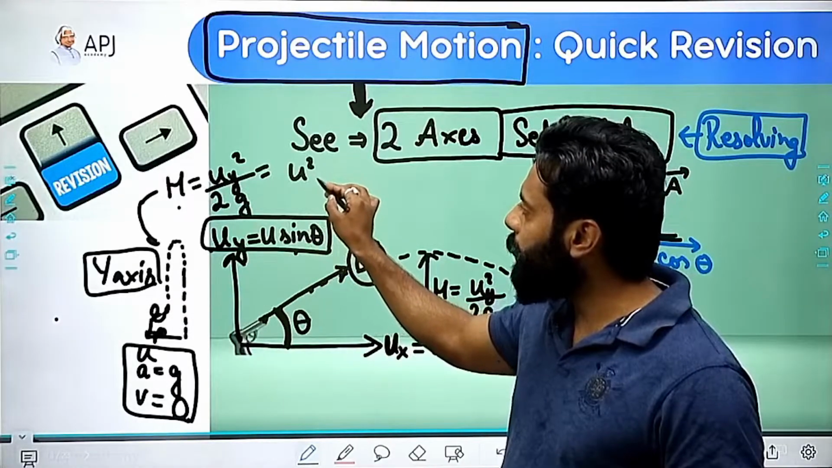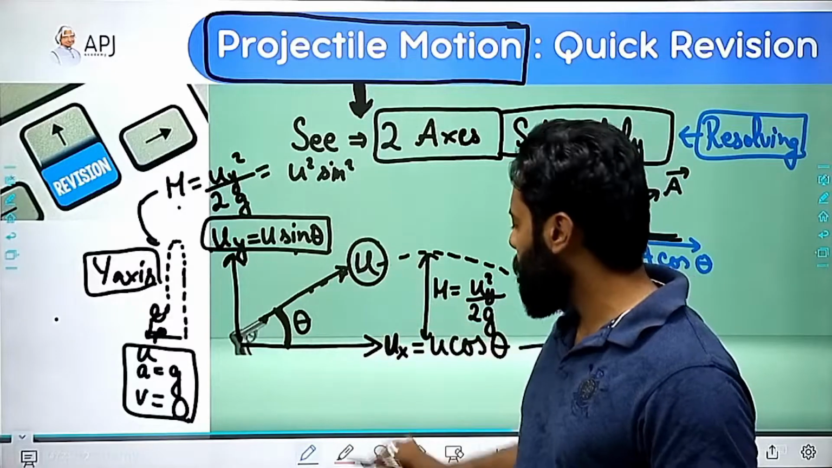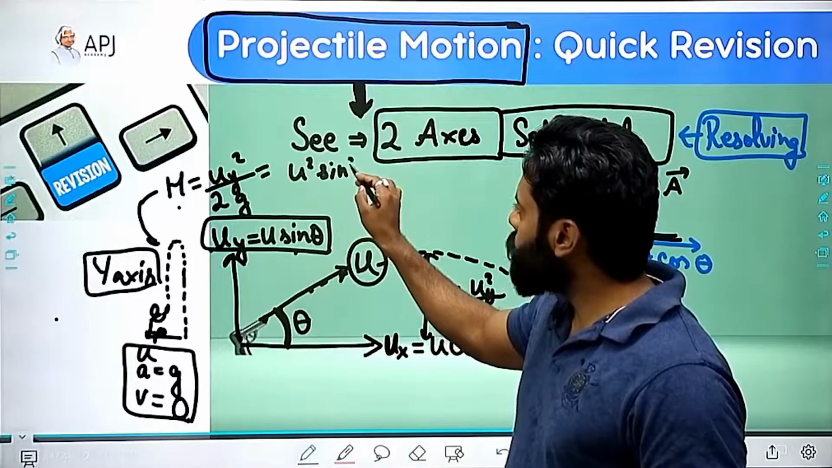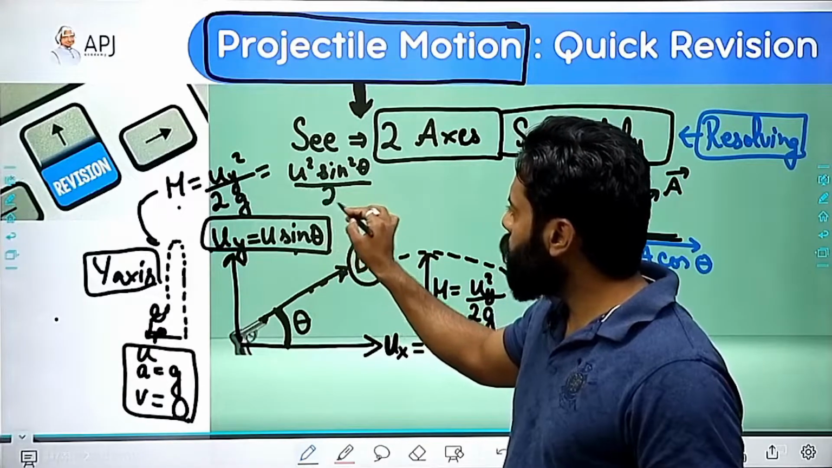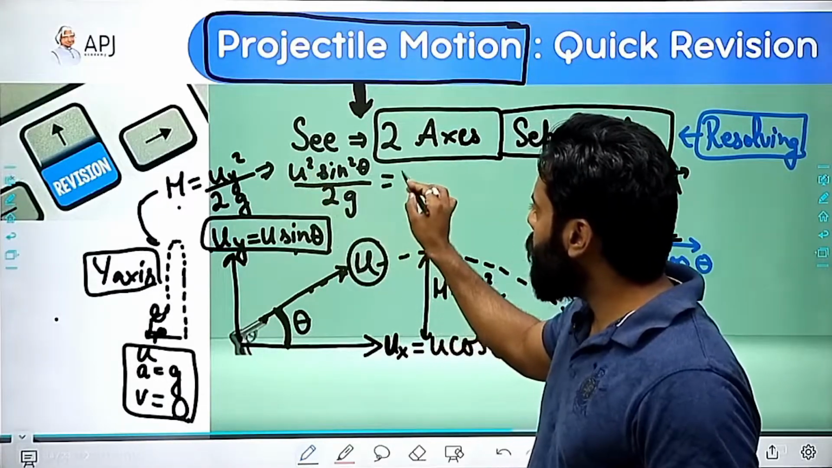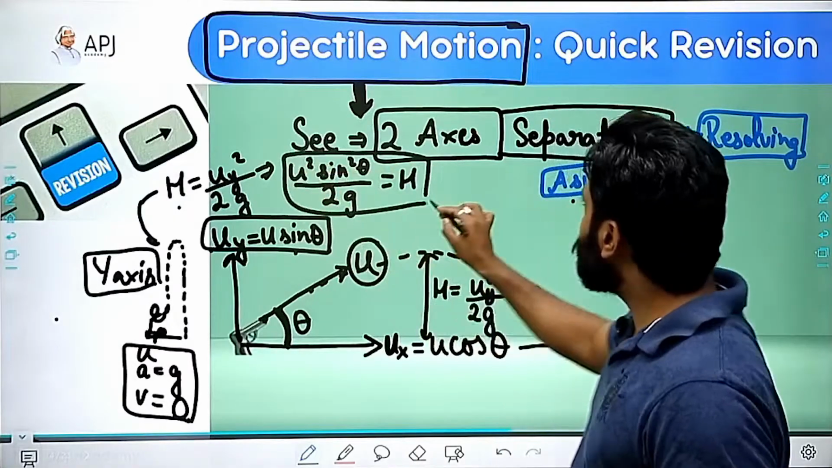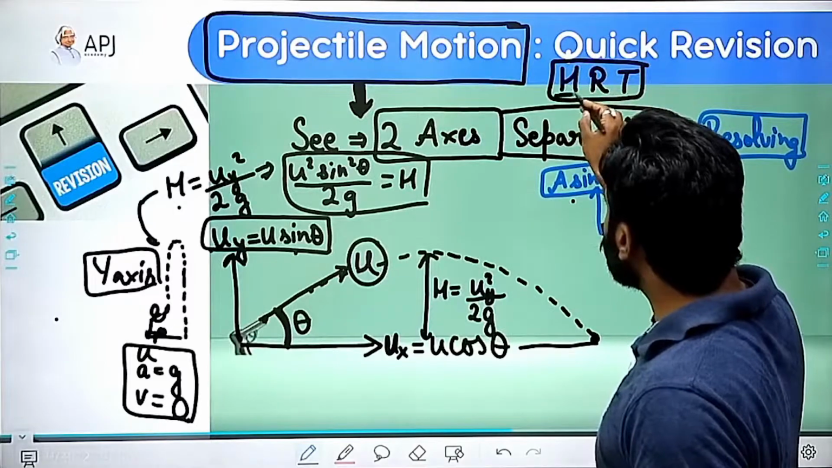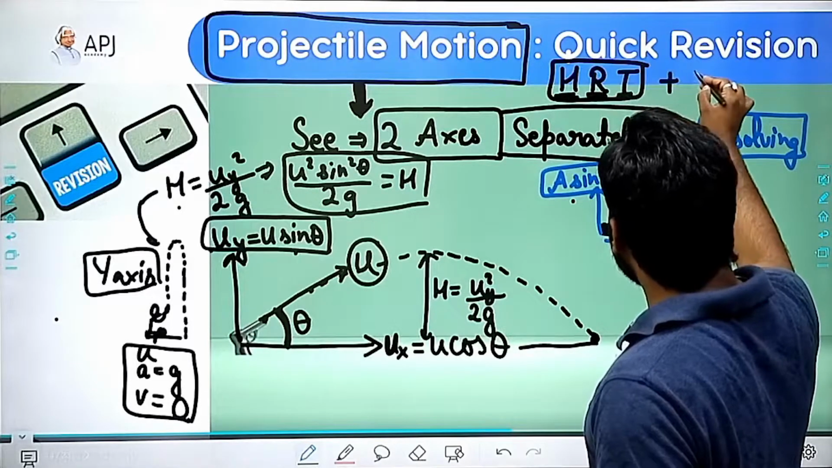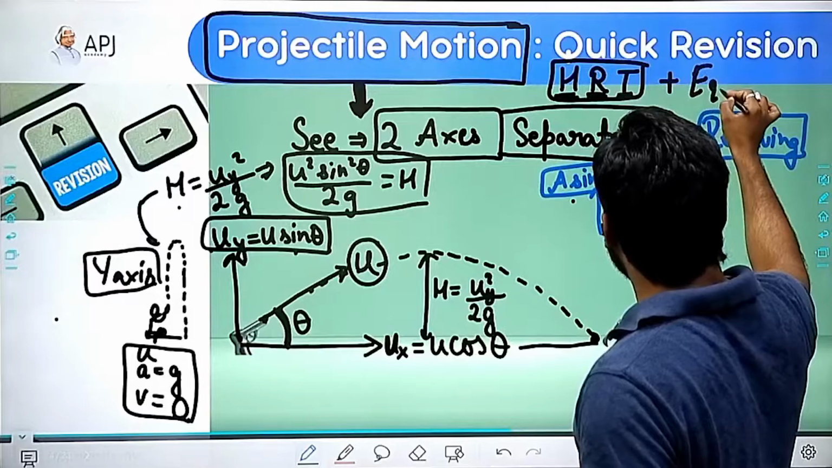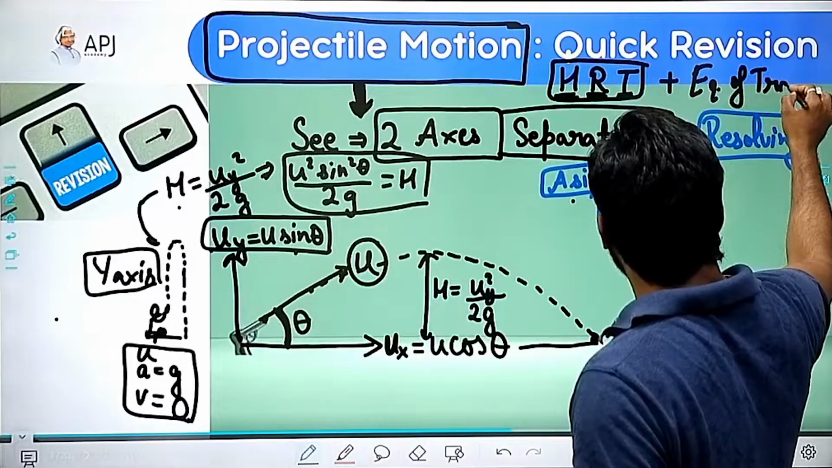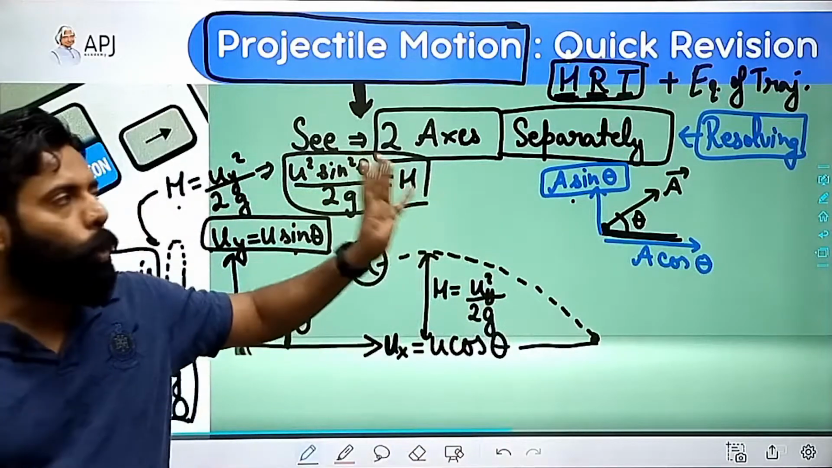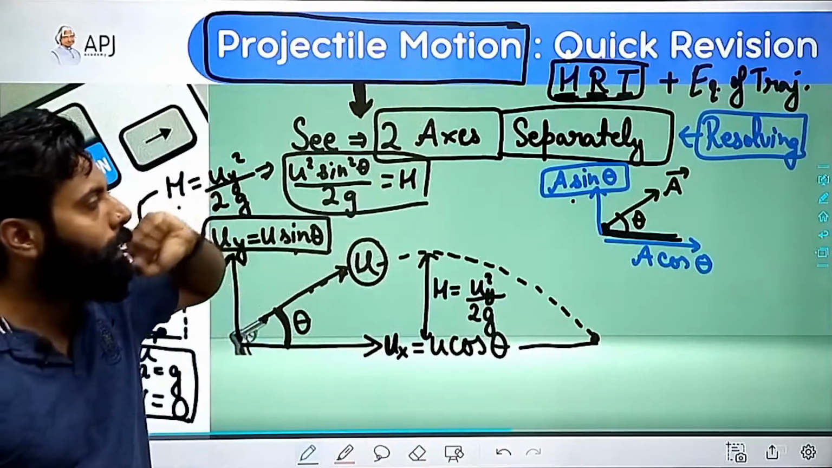So I can say that it will be u square sine square theta upon 2g. So this is the height formula. Basically, I require these three terms, h, r, t, plus the equation of trajectory. These are the only four things which I require to solve the projectile numericals.